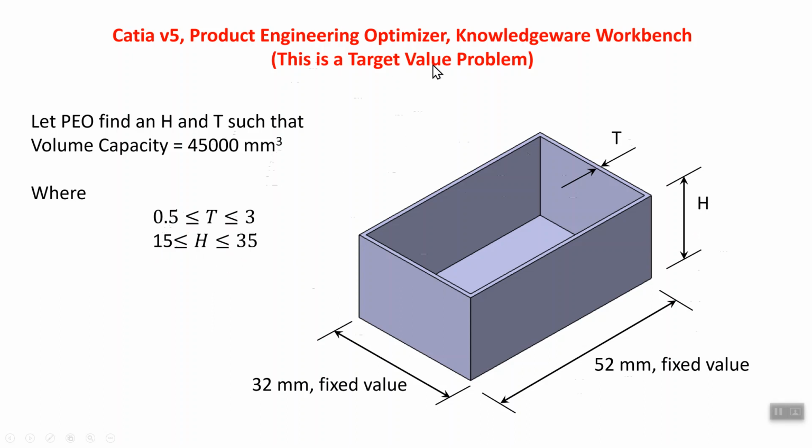Now, this is not a maximizing or minimizing problem, so it's unfair to say that we optimize. This is not really an optimization problem, but a target value problem. In other words, give me a T and an H where the volume of this thing is 45,000 and it fits in this range.